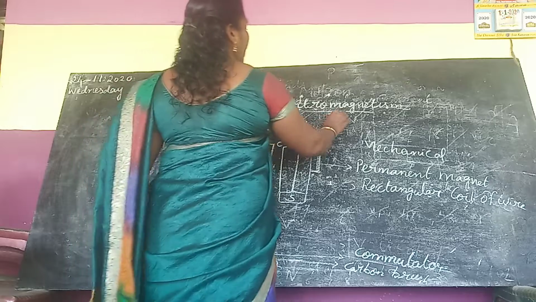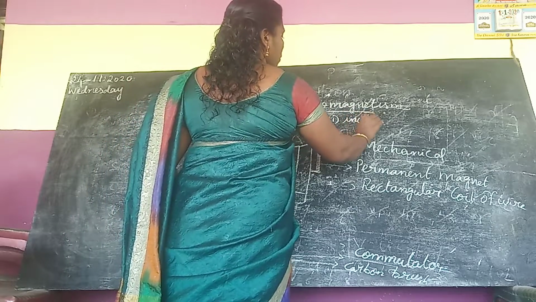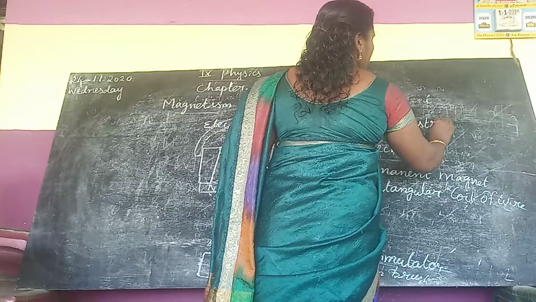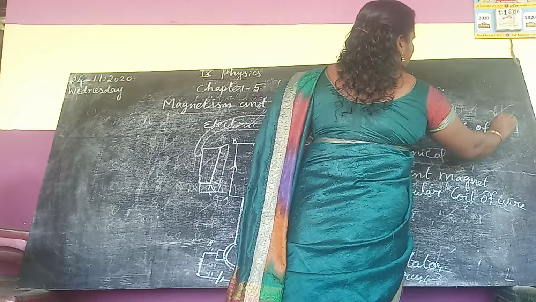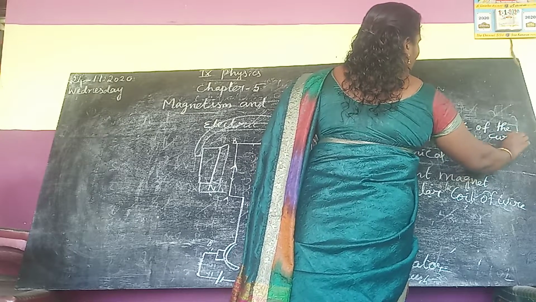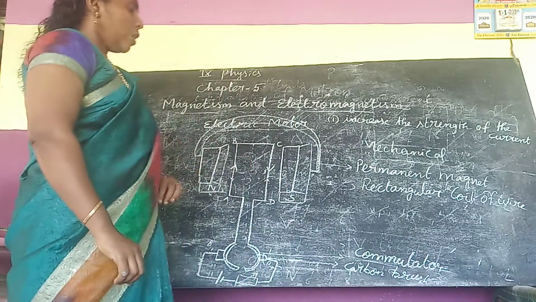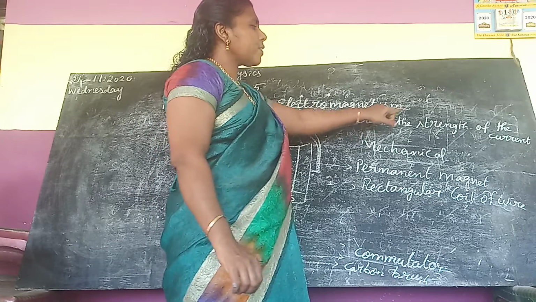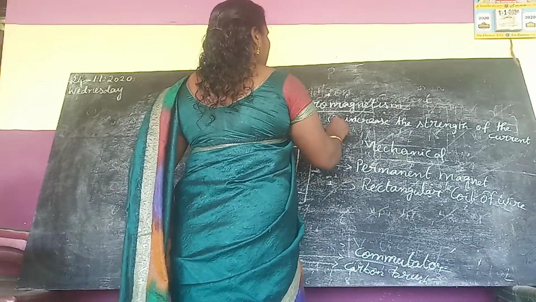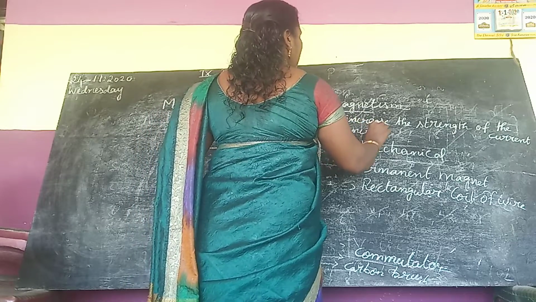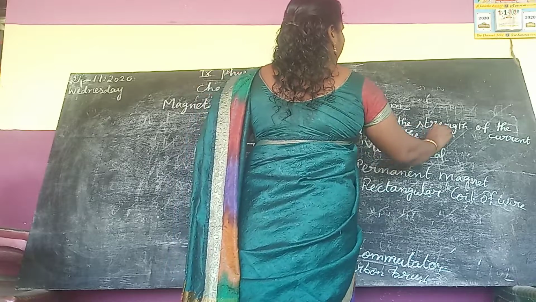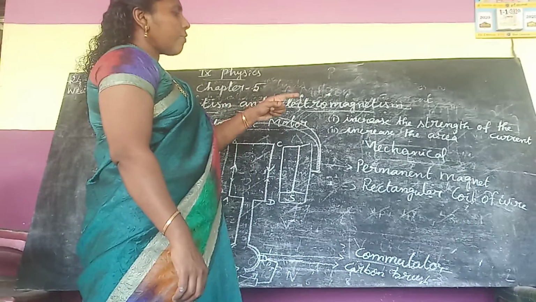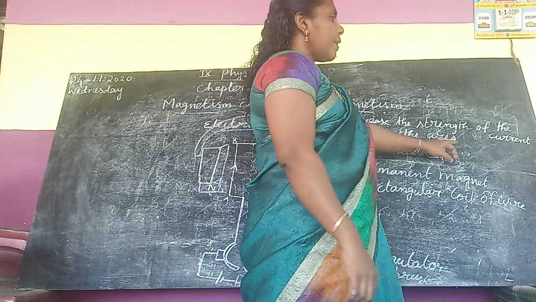First point, increase the strength of the current in the coil. Okay, the first point was how to change the speed of the rectangular coil. Now see, first point, increase the strength of the current. Second point, increase the area of the coil. First, increase the strength of the current in the coil. Next one, increase the area of the coil.